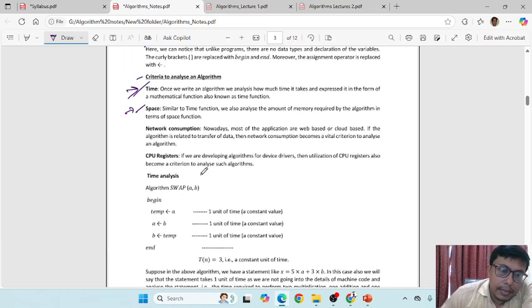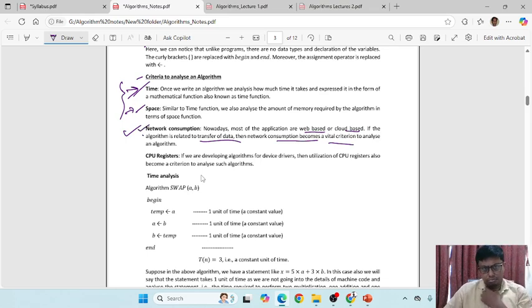From this, these two things are very important aspects to analyze the algorithm. The next criterion is network consumption. Nowadays most applications are developed web based or cloud based, so if the algorithm is related to the transfer of data, then network consumption becomes a vital criterion to analyze the algorithm.